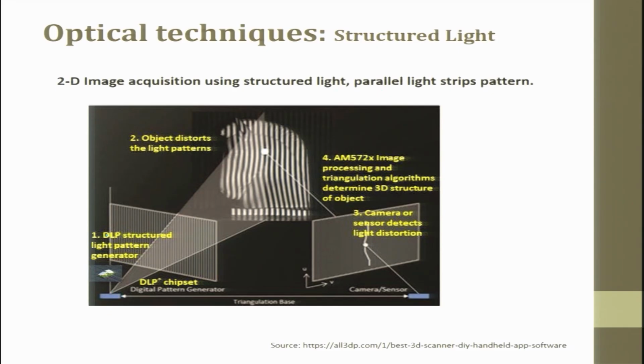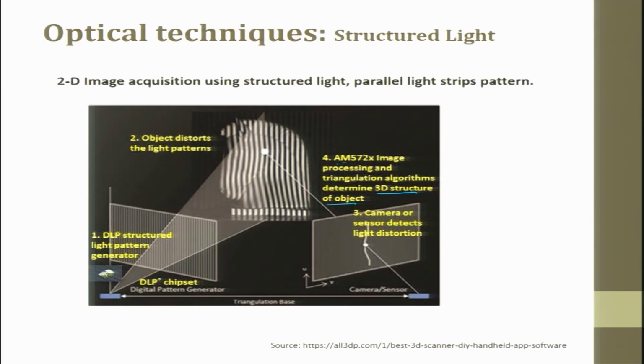So, you see here this is the DLP structured light pattern generator. You generate the pattern and then it passes through the DLP chipset, and then here is the object which distorts the light pattern. This strip is projected here, and then you capture the data through a camera sensor detector, the light distortion. Finally, image processing and the triangulation algorithm determine the 3D structure of the object. So, this is the complete cycle.